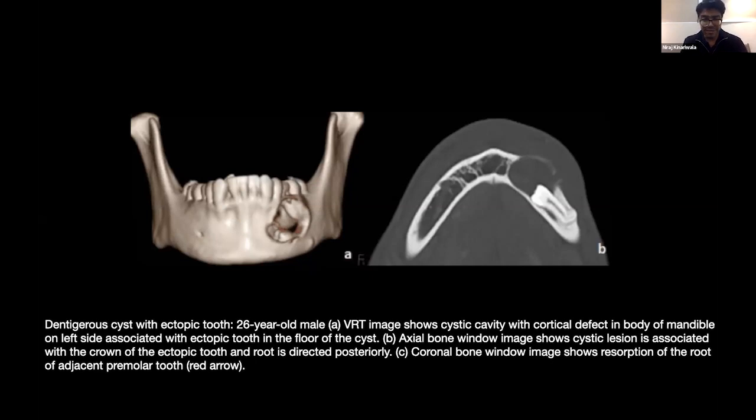You can take the axial section and the coronal section, and all the different sections, including the sagittal, will show you that there has to be some expansion in the bony plate in the cases where there is cystic or tumor development present.